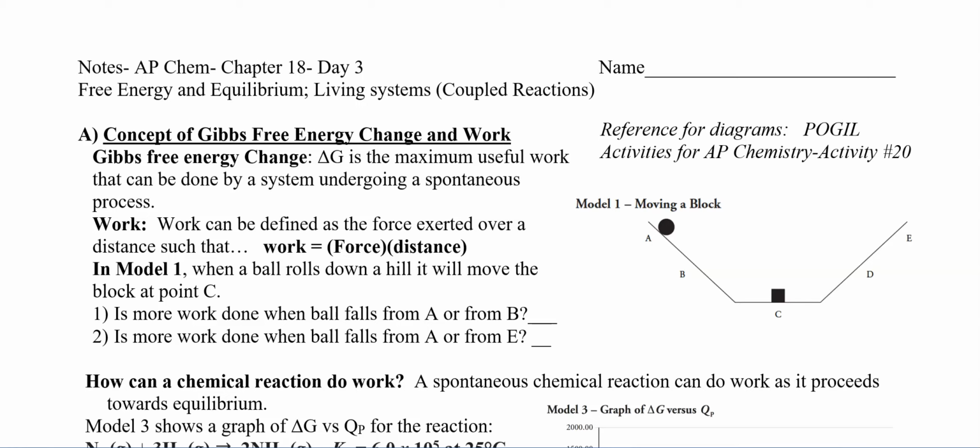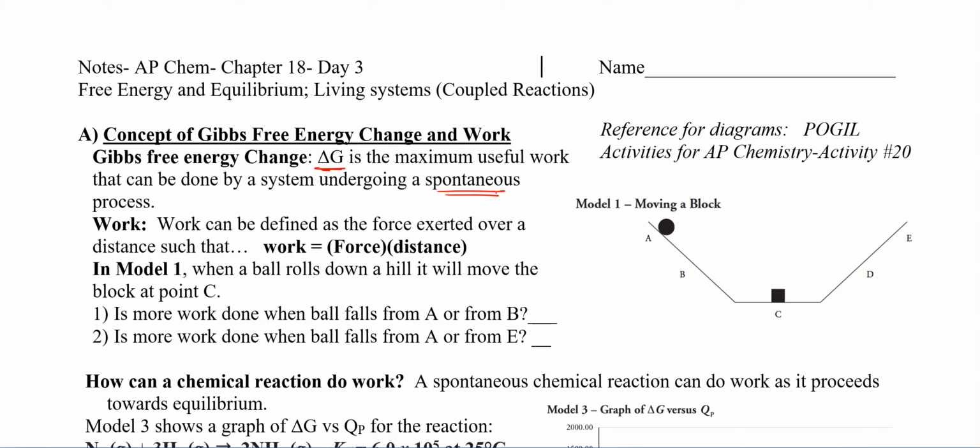So here we go. Gibbs free energy, obviously, that's delta G. And so this is delta G without the naught. So delta G is the maximum amount of useful work that can be done by the system. So if it's a spontaneous process, all spontaneous processes, you get useful work from them.